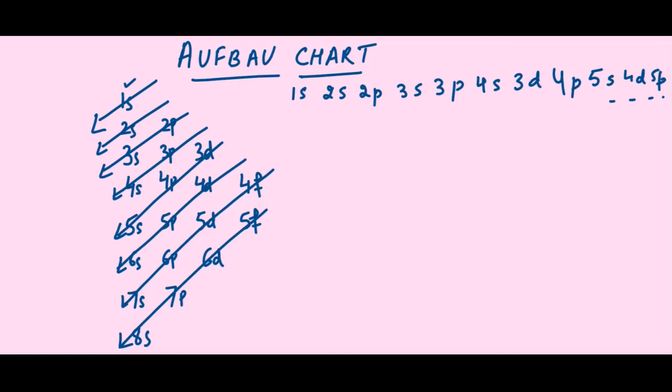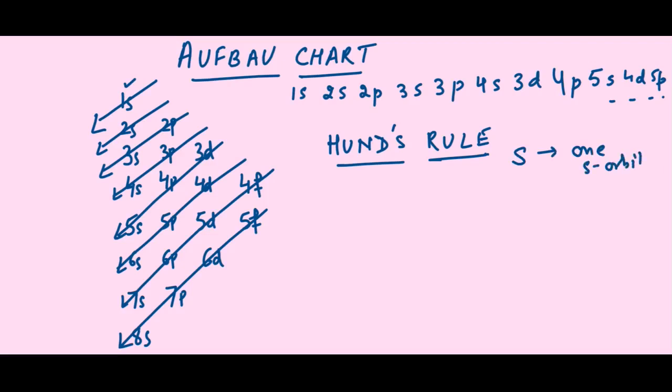Now the next principle which we need to learn is Hund's rule. So let's begin this principle as well. Hund's rule is very simple to understand. This rule says that when you are filling the orbitals of the same subshell, for example, in the s subshell there is only one orbital, one s orbital. So Hund's rule is not of any use in the s subshell.